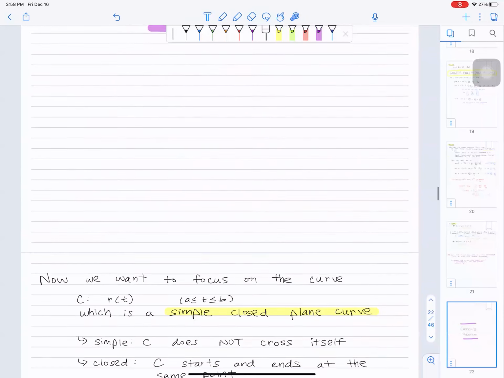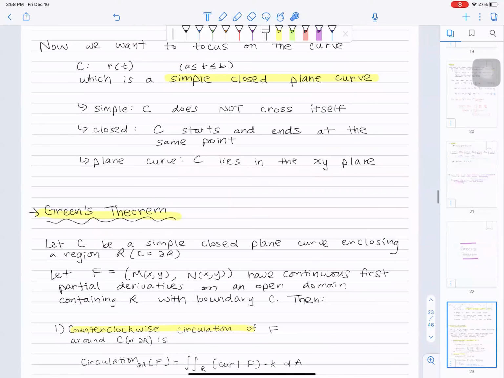Okay, Green's theorem. When can we use Green's theorem? We can only use it if our problem is in 2D, first of all. Also, we should have a simple closed plane curve, meaning your curve doesn't cross itself. You shouldn't have like a weird infinity thing. You should have a closed curve, meaning it starts and ends at the same point. And plane curve means that it should be flat. We're in 2D.